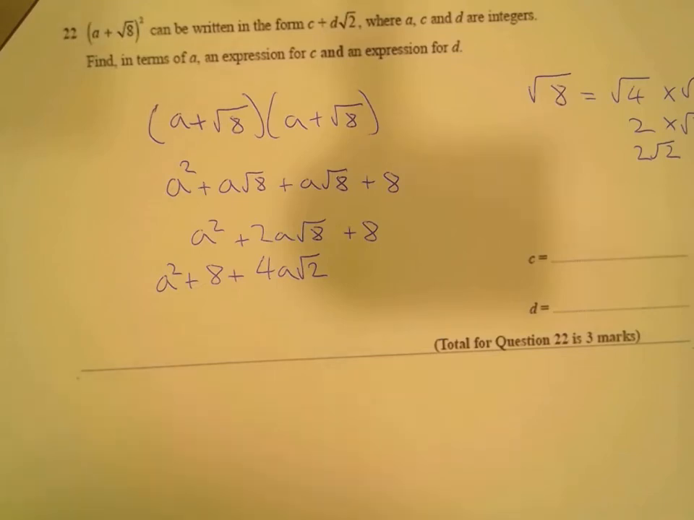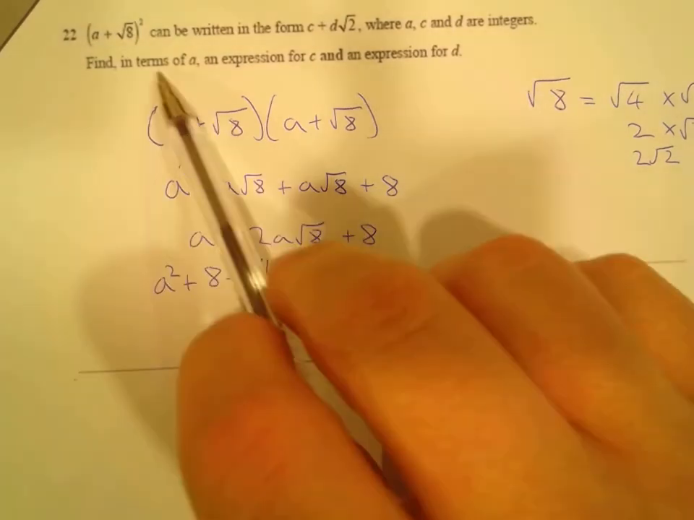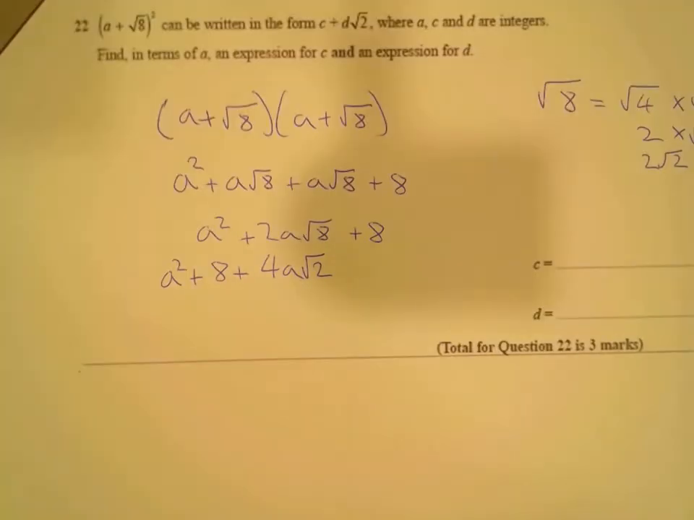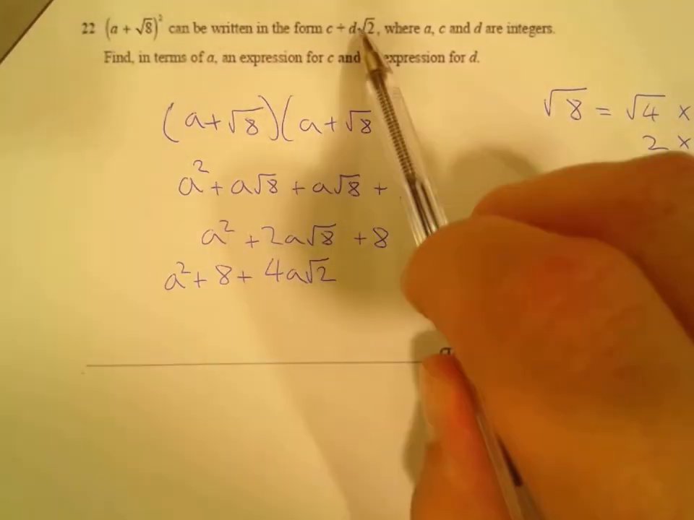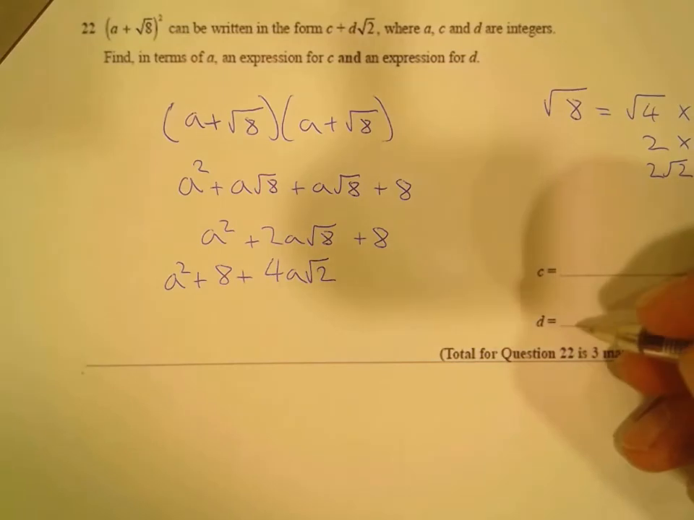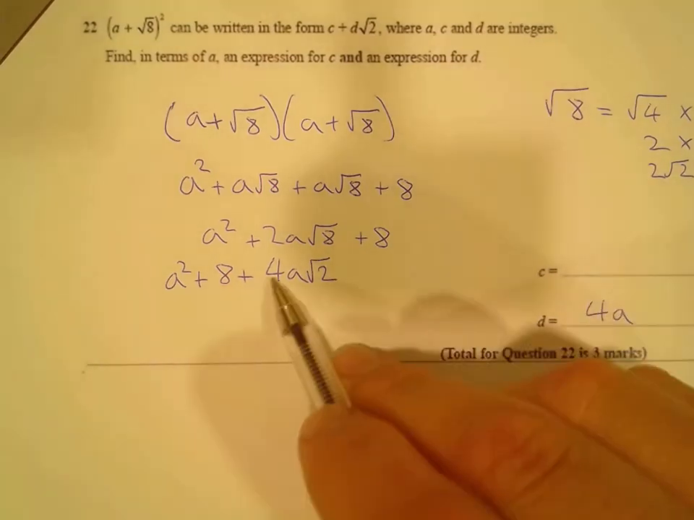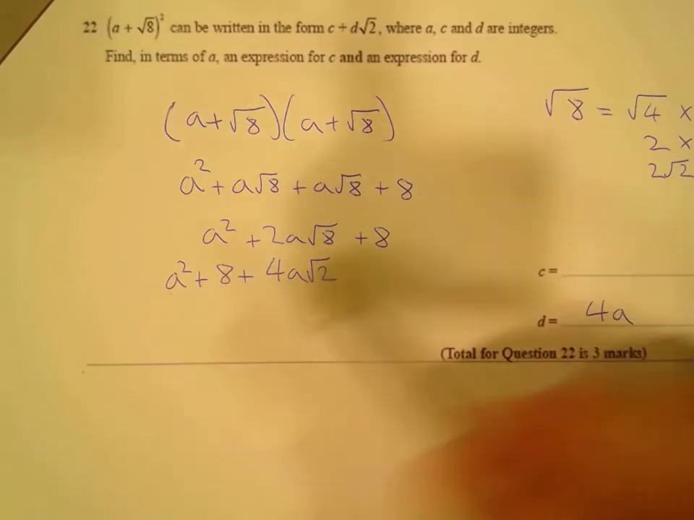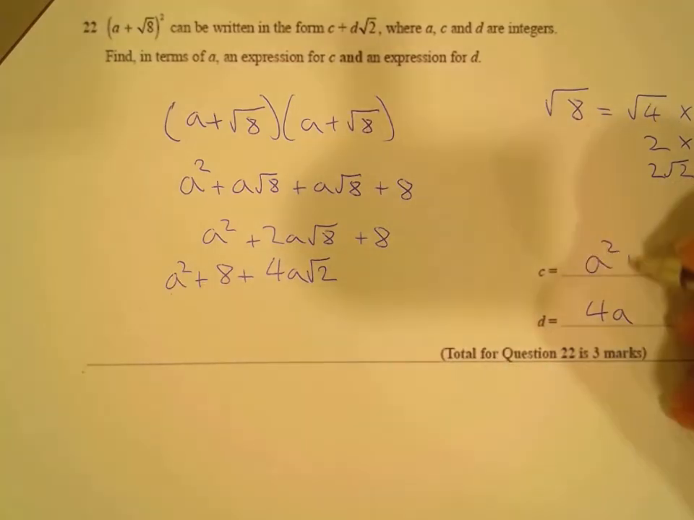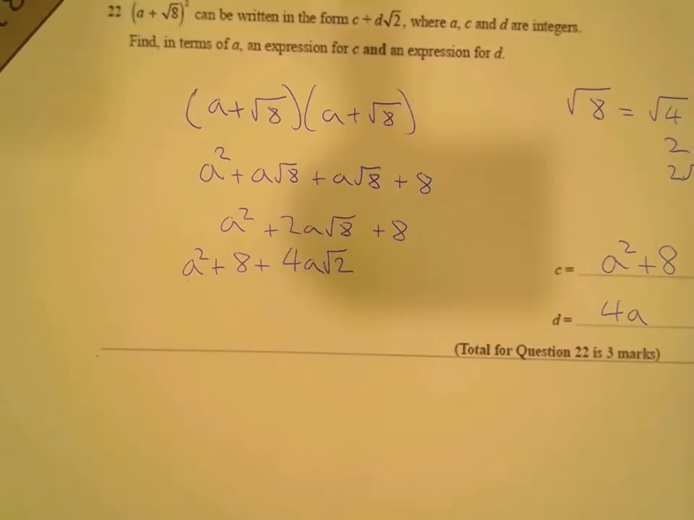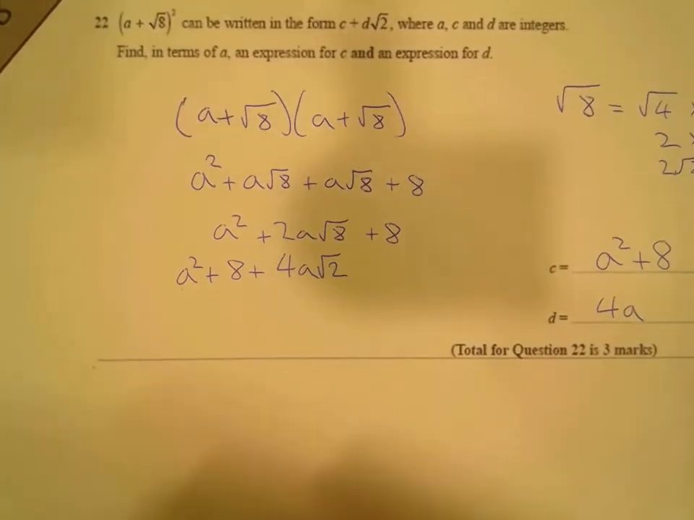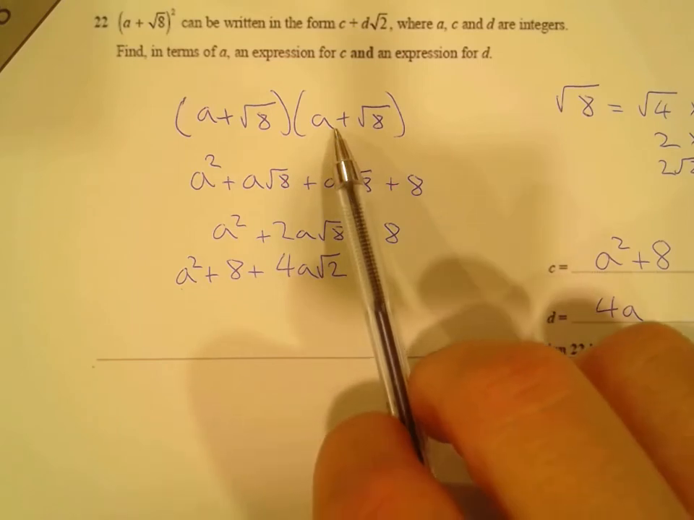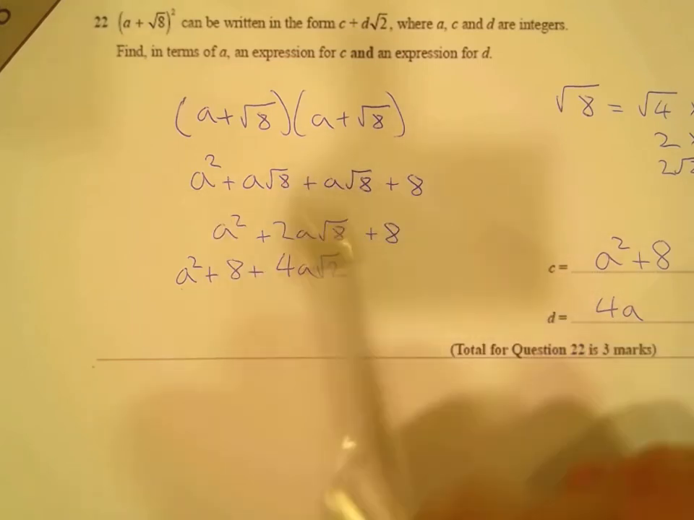Find in terms of a an expression for c and an expression for d. So d is going to equal 4a, this piece here, and my c is a squared plus 8. Like I say, although I've worked right the way through, all of us can write out the pair of brackets and attempt to expand it. Remember, you could do it in your grid method if you wish to as well.